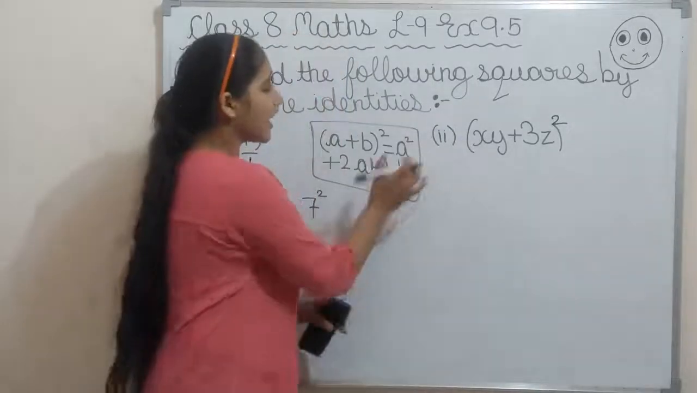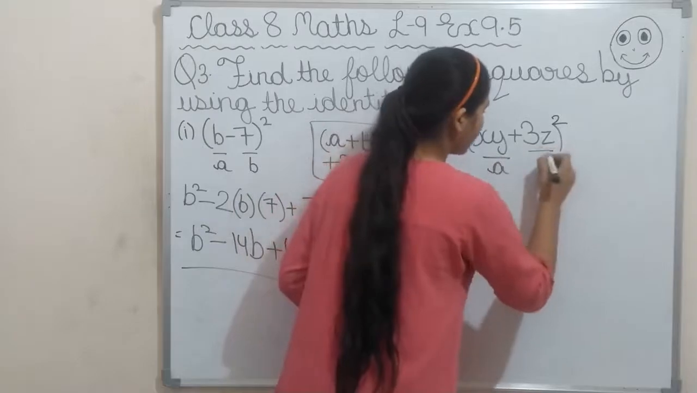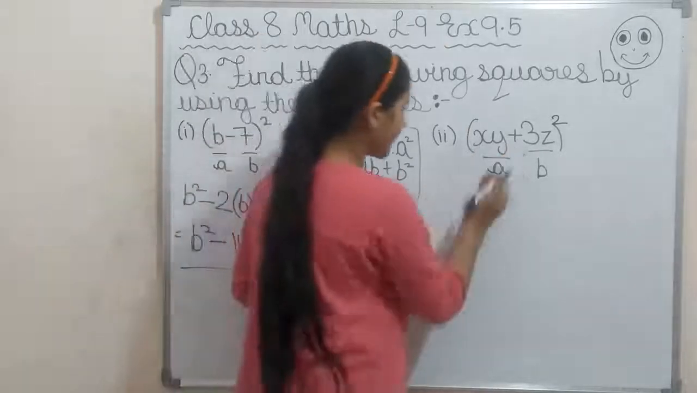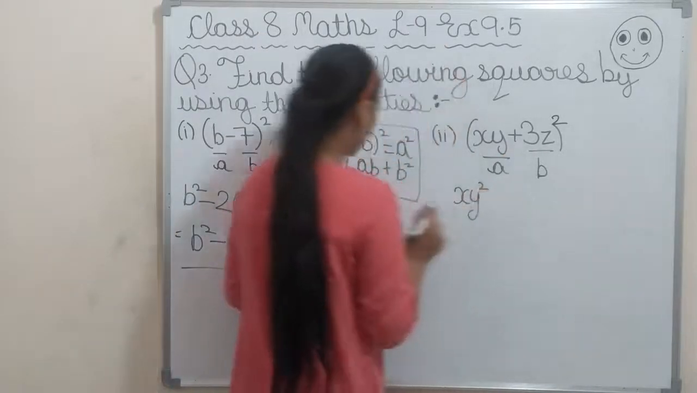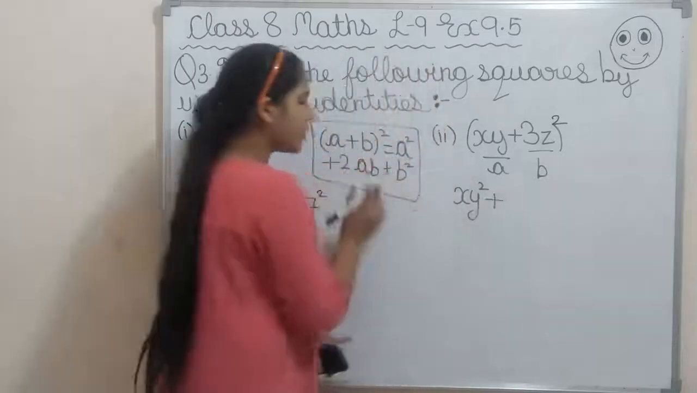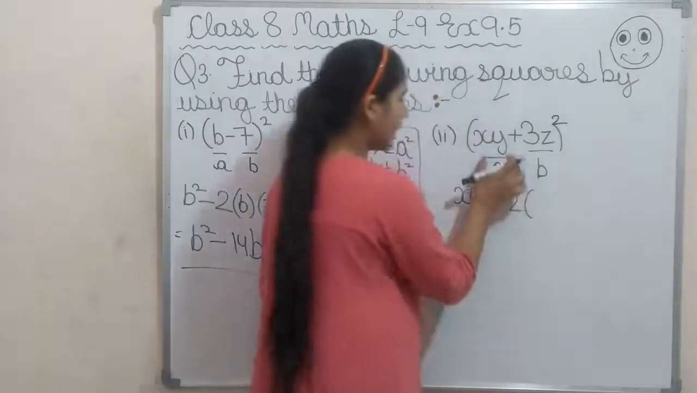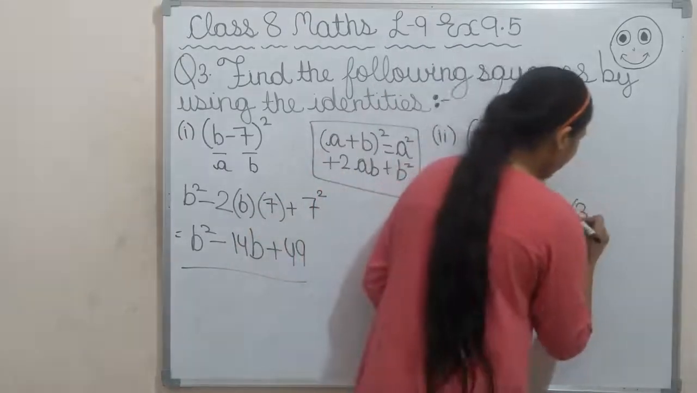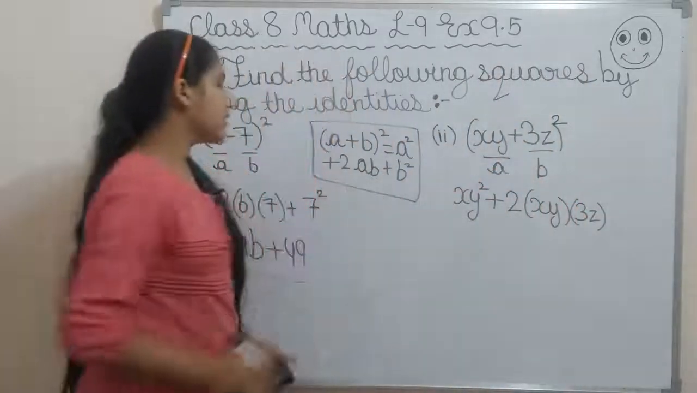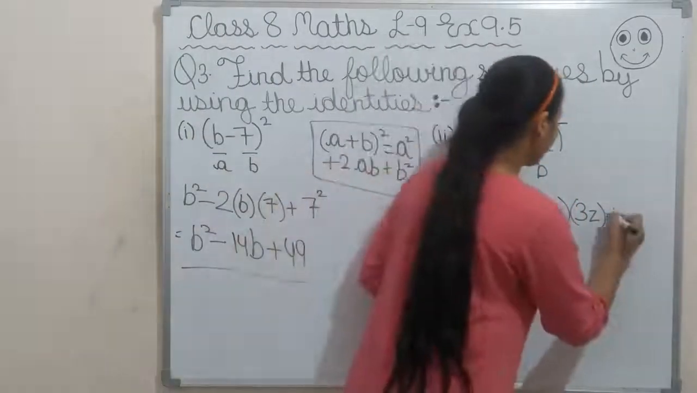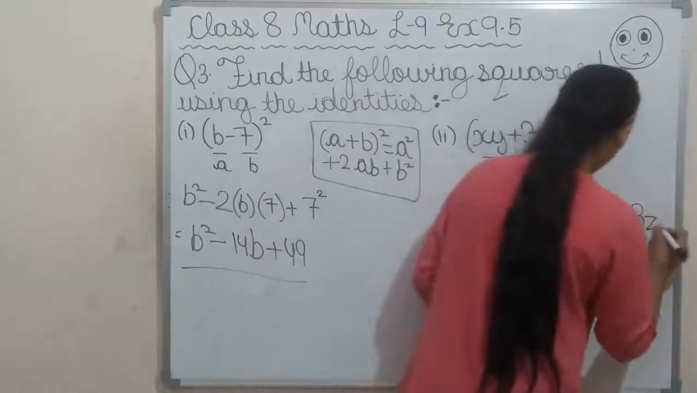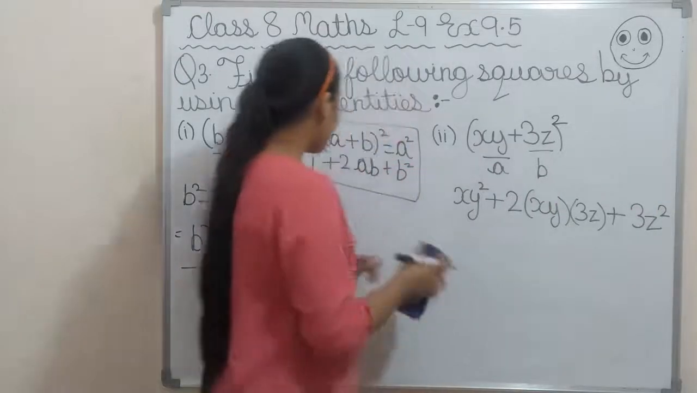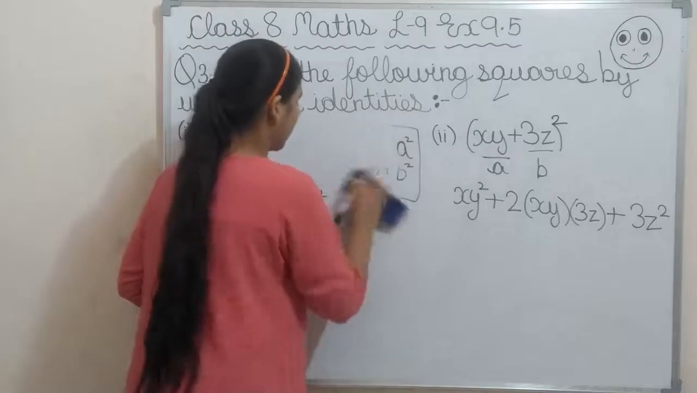So let's do it. First this represents a and this represents b. So a square means xy square, then the plus sign as it is, then 2 into a into b: 2 into a, which is xy, then b, which is 3z, then plus b square, where b is 3z, so 3z square. Now we can rub it because now it's no use. Now we have to only solve it.